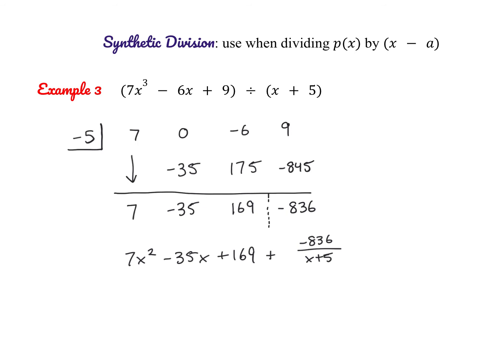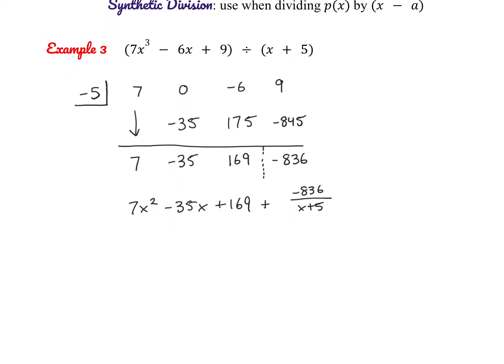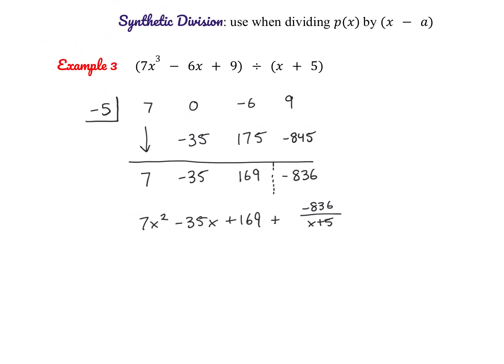So this is one way we can write our answer, or again, we could write it out in that factored form. So we could say 7x cubed minus 6x plus 9 equals x plus 5, what we divided by, our divisor, and then times our quotient, which was our result. So 7x squared minus 35x plus 169, and then we have our remainder, minus 836.